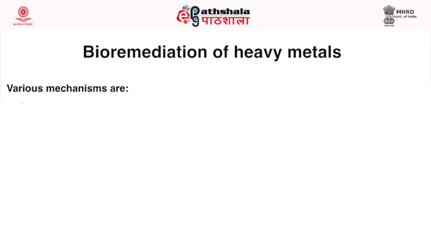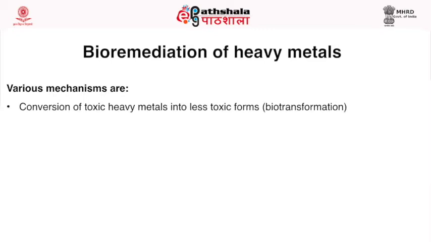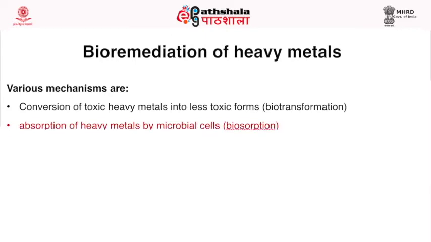So the various mechanisms which are involved in the bioremediation of heavy metals include conversion of toxic heavy metals into less toxic forms. For example, chromium 6 is a toxic form that can be converted into chromium 3 or chromium 0 form. Similarly, for other heavy metals, particularly those heavy metals which exist in more than one oxidation state, this approach can be used. This conversion from the more toxic form to the lesser toxic form is called biotransformation.